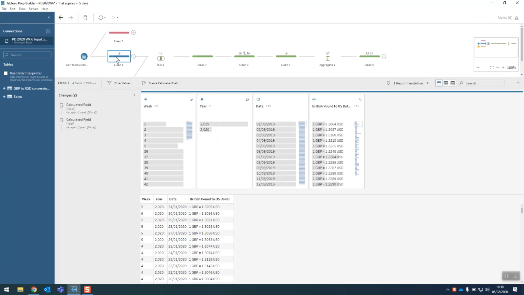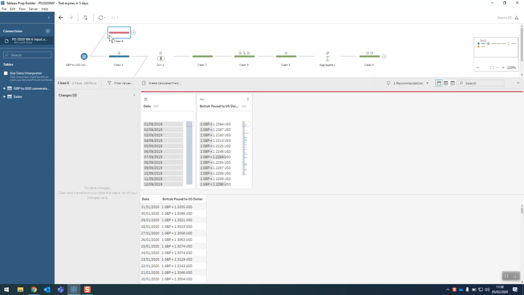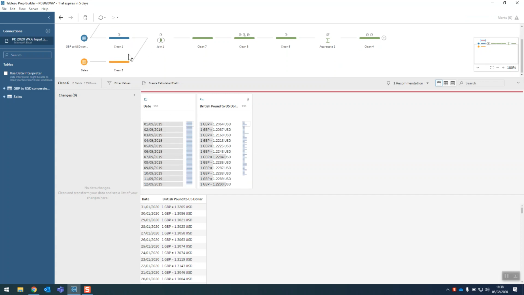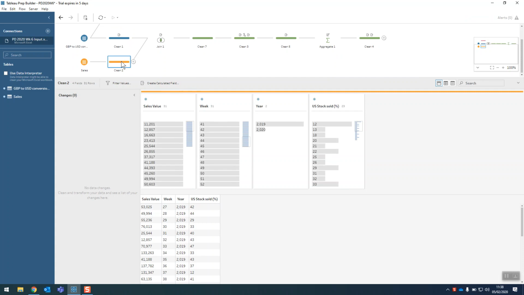First of all, we've got this list of dates, and we've got the conversion rate, basically. And down here for our sales, instead of a date, we've got the week number and the year number. And we've got the sales value and the percentage of that sales value that is taking place in the US.